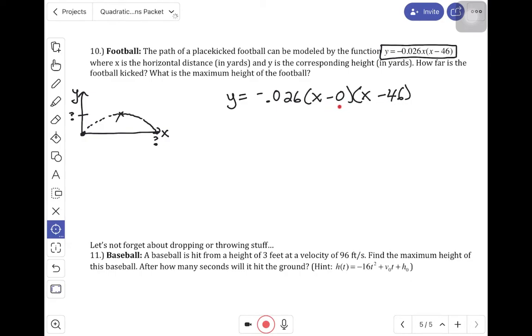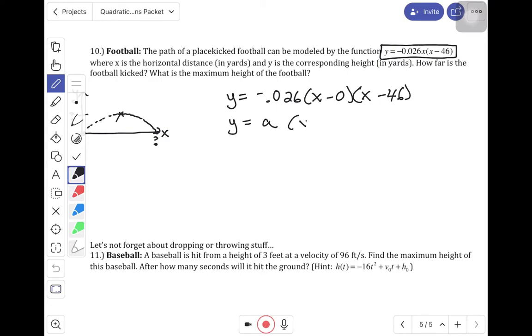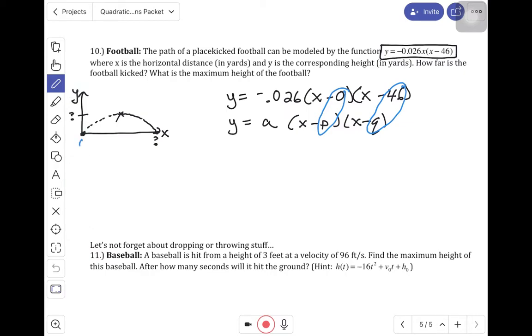So right away, I can see what my intercepts are. Just to write the form, if you're wondering what I mean by intercept form, intercept form goes y equals a times the quantity x minus p times the quantity x minus q. So do you see what I see here? I have one intercept at 0 and another intercept at 46. Well, no shocker there. And then this other intercept out here is actually at 46 feet.